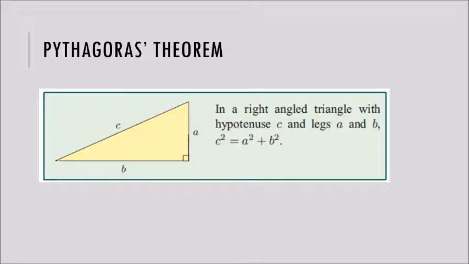So let's get into Pythagoras' theorem. In a right angled triangle with hypotenuse C, so that's this side opposite to our right angle, you have legs A and B, so they are the parts that are branching off of your right angle. Then C squared is equal to A squared plus B squared. So that is your hypotenuse side squared is equal to your two other sides squared individually. So let's do some examples on how we can calculate side lengths using this.